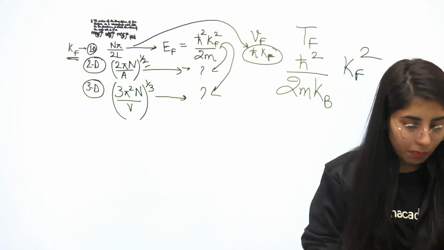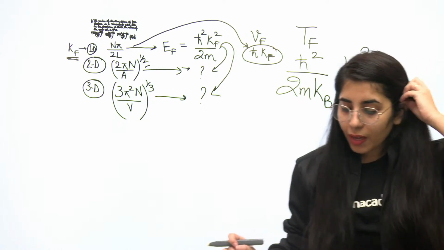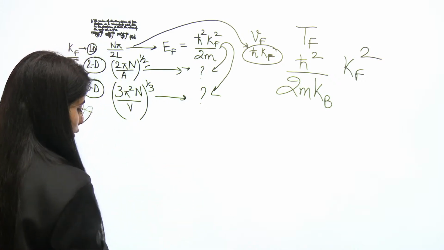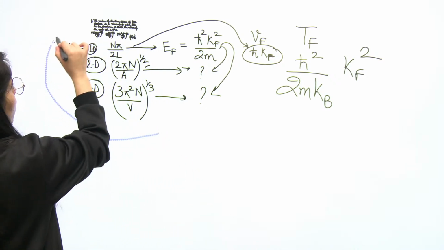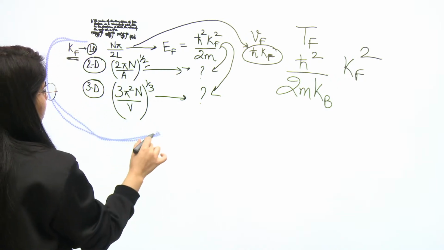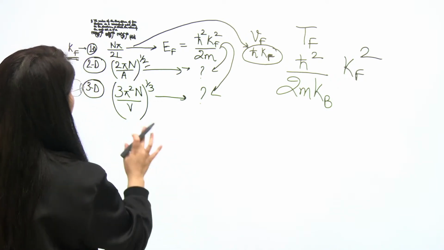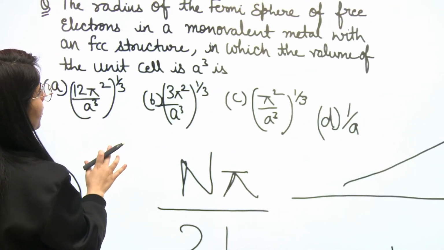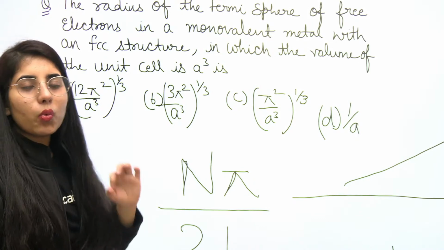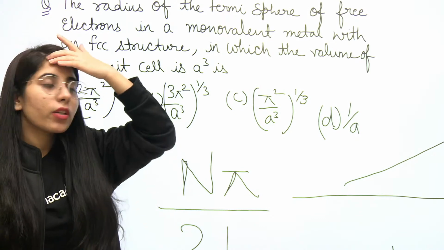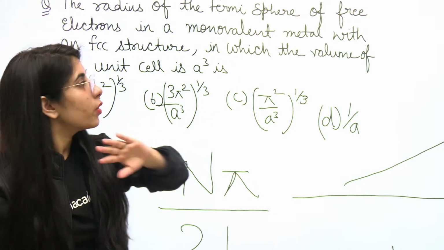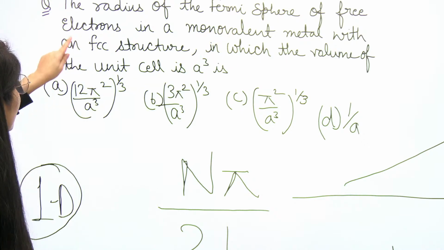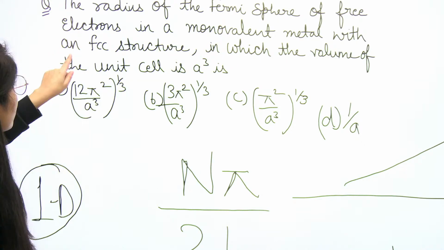The question here is to find the radius of the Fermi sphere. Let me show you the question once again. I hope you have all noted down the formulas along with the discussion. Look at this. First of all, what is the important point you need to conclude from the given question? The radius of the Fermi sphere, free electrons in a monovalent metal with an FCC structure.